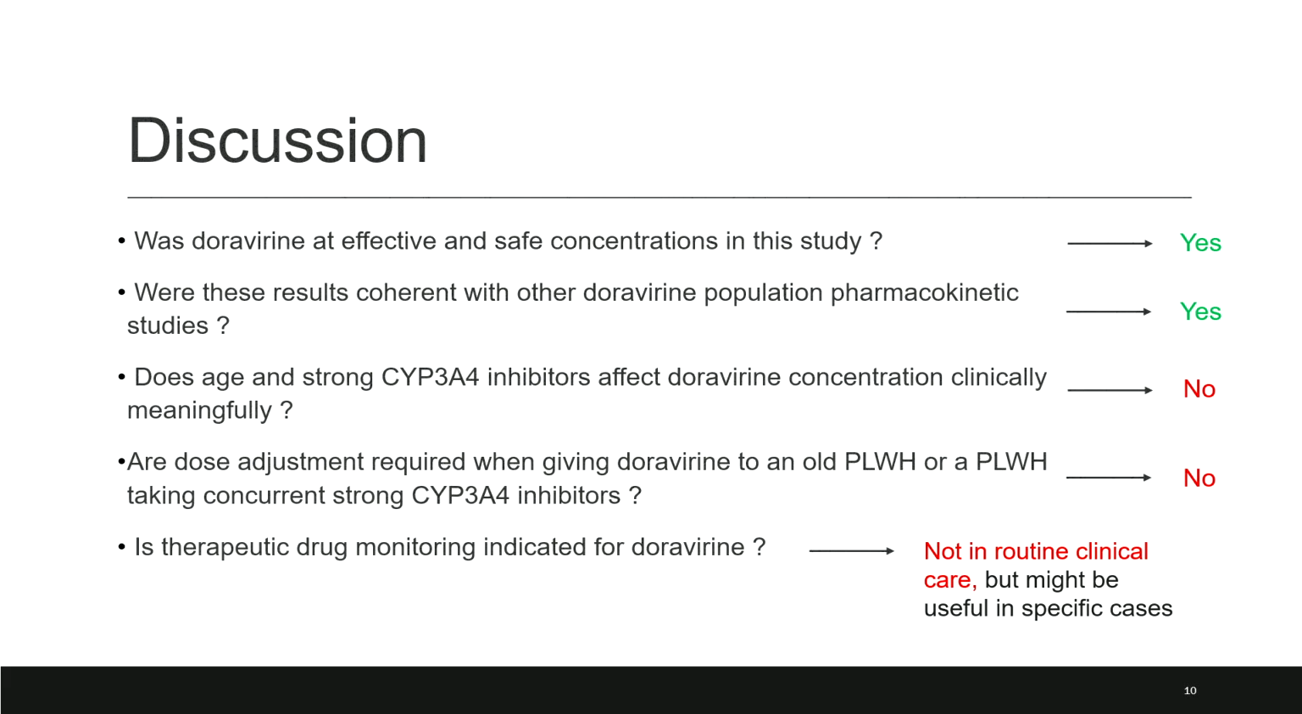However, in specific cases, such as pregnancy, which has unique physiological changes, or conditions that affect doravirine absorption, for example, bariatric surgery or inflammatory bowel disease, doravirine pharmacokinetics might be affected, and therefore therapeutic drug monitoring might be useful. Also, in non-adherent patients, therapeutic drug monitoring could be useful to objectify short-term non-adherence to the doravirine treatment.